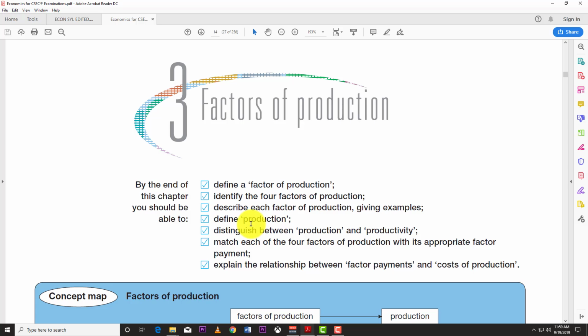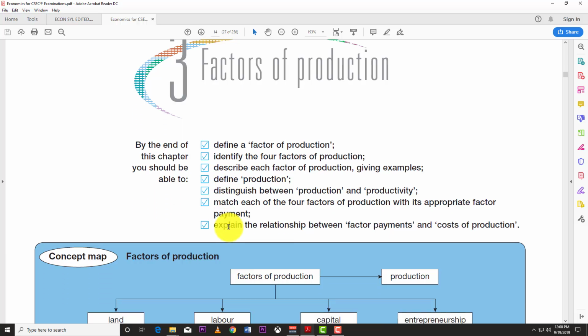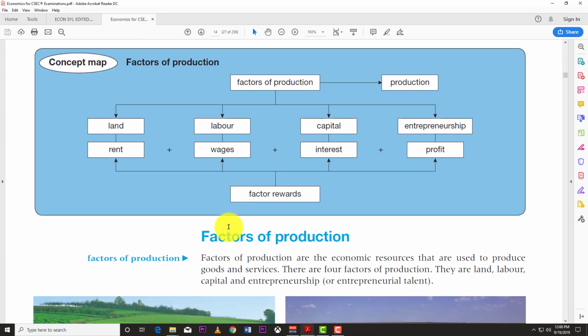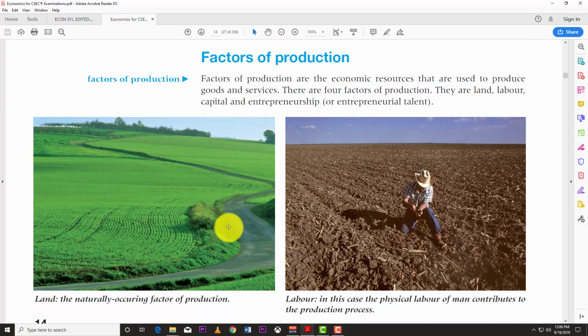Alright, so we're going to just jump right in, and we are going to go in order of the textbook. The syllabus would have had some of these things in a different order. For example, objective 1 in the syllabus is to define production and differentiate between production and productivity, but in the textbook they start off with the factors of production, and so that is where we are going to start, and by the end everything should converge and become one. So we're going to start off with the factors of production.